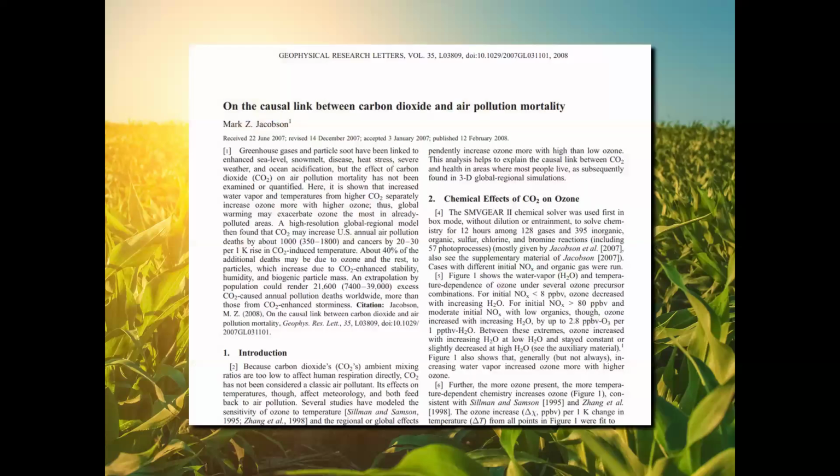There have been studies that have looked at this, and what they see is that carbon dioxide increases, at least in the United States, annual air pollution deaths by about 1,000, and it increases cancer. About 40% additional deaths may be due to ozone, which is also produced as a consequence of an increase in carbon dioxide. So there's the critical information there.